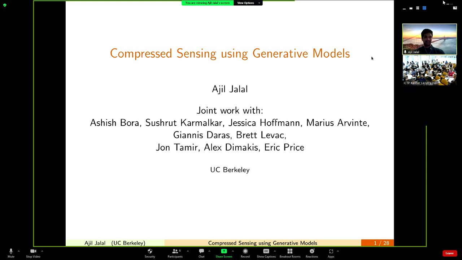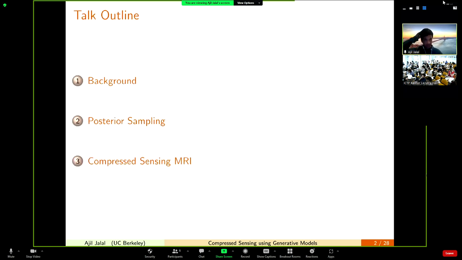And so the title of this talk is Compressed Sensing Using Generative Models. It'll be halfway between theory and practice. And this is joint work with my collaborators from UT Austin. And yeah, so here's a brief outline of the talk. I will spend some time on background, then describe the posterior sampling algorithm we've been looking at recently. And finally, applications to compressed sensing MRI.